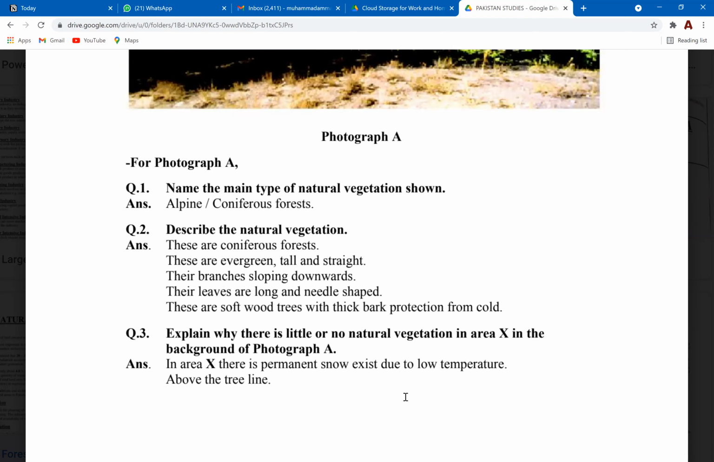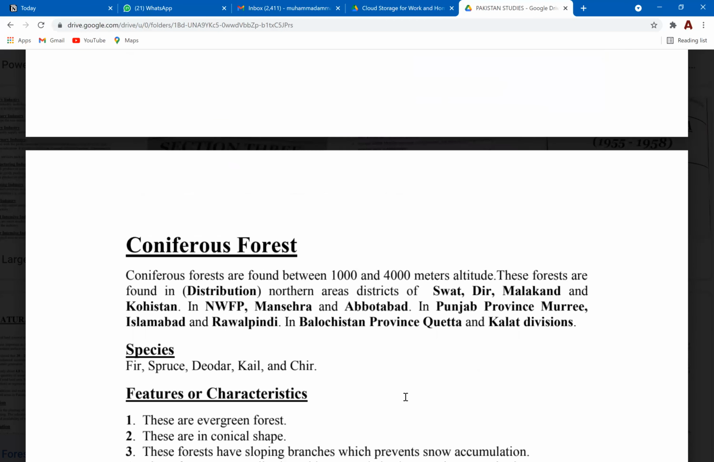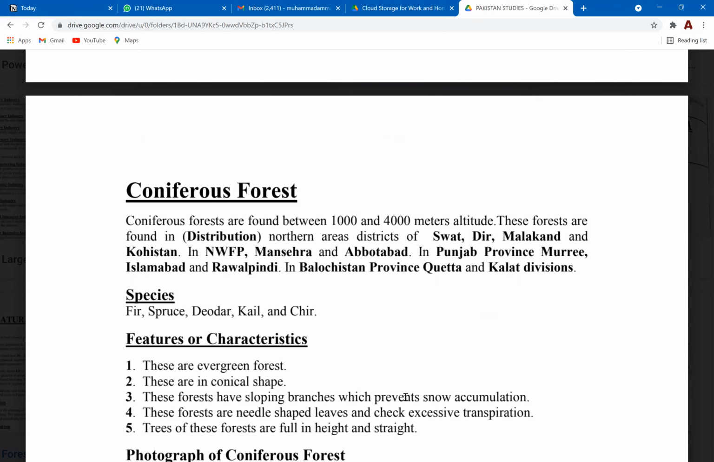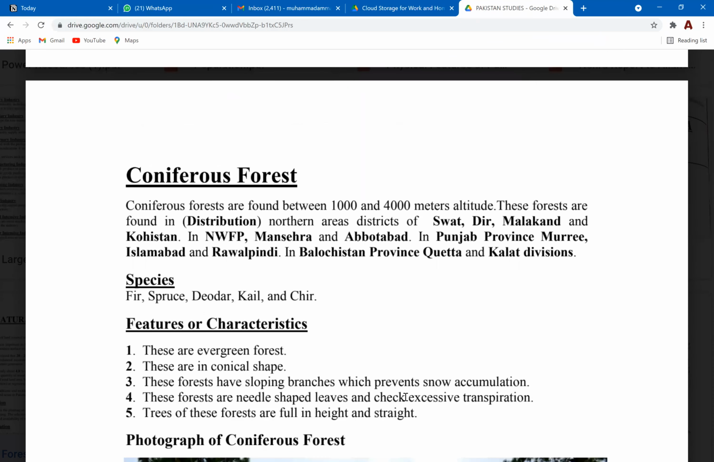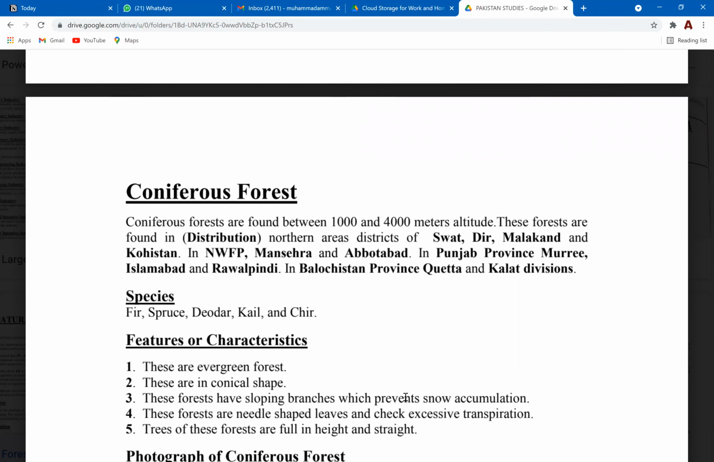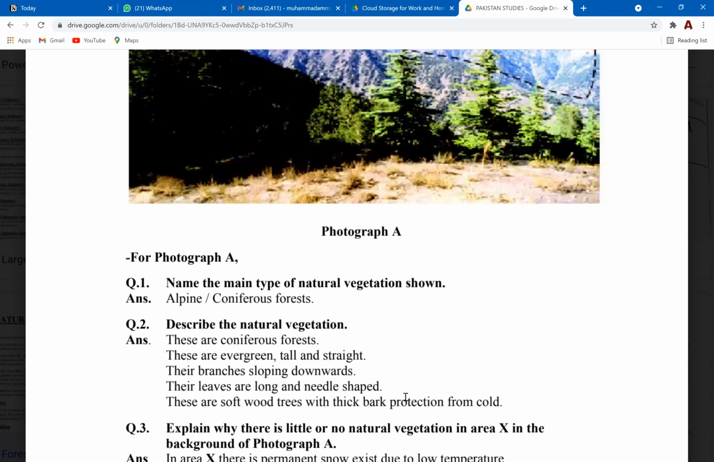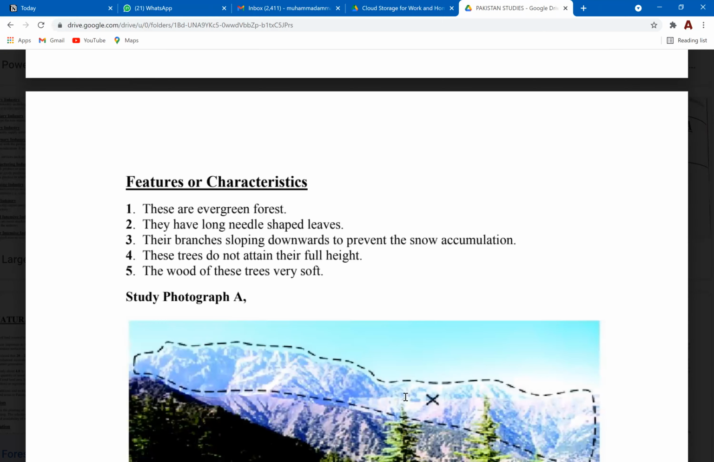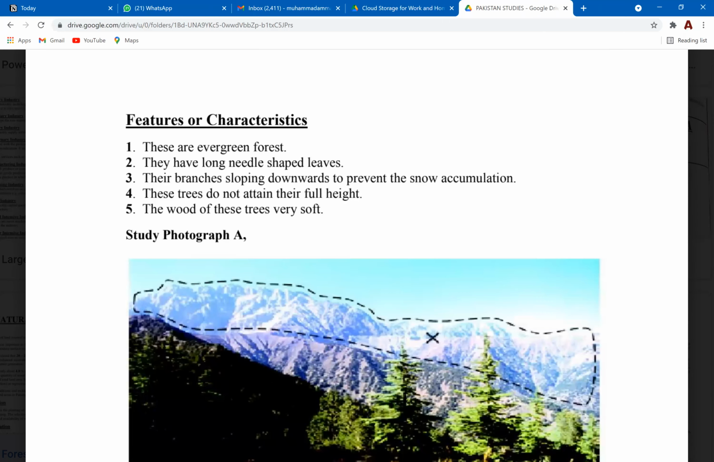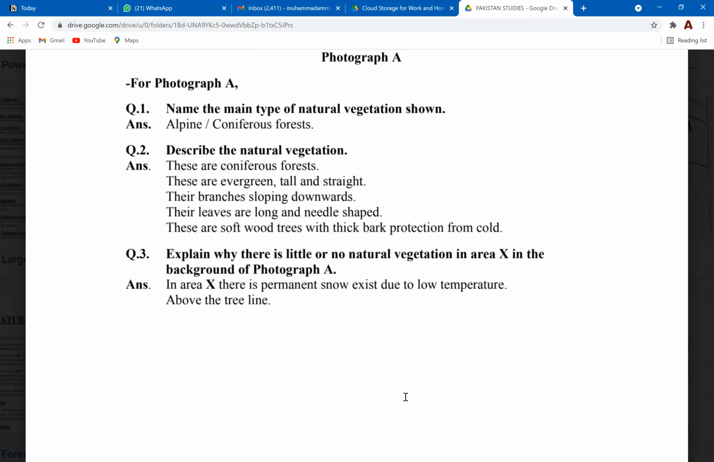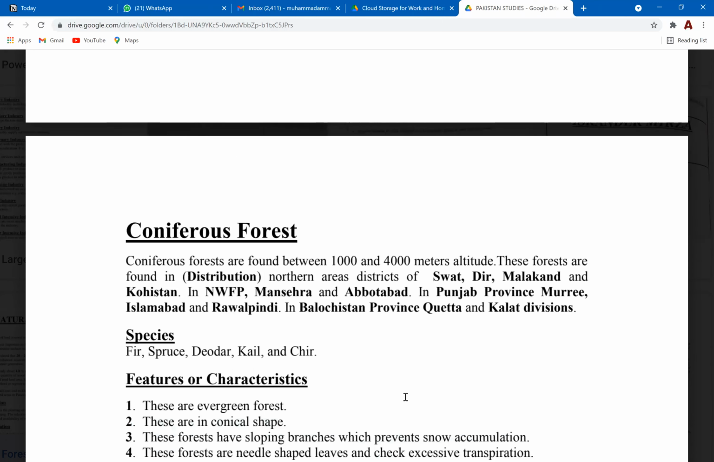If you've ever been to Murree, you'll notice most of the forests in Murree are this type, coniferous forests. And they look very beautiful in winters when snow falls on these forests. You can even Google some pictures of coniferous in winters. Sorry, alpine forests. Was I saying coniferous all this time? Alpine forests. Okay. Coniferous is the next type of forests.